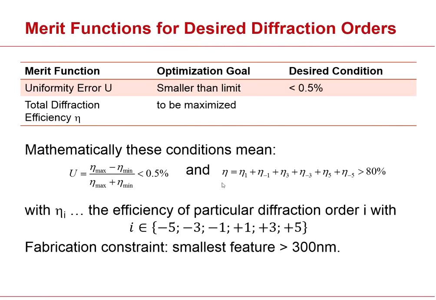So this is the formulation of the optimization problem. We look at the efficiency, which I've said already. So this is the sum of the different orders, and this should be, after all, higher than 80%. And on the other hand, we have defined the uniformity error over all these different efficiencies, and this is our constraint. The uniformity error should be smaller than 0.5%.